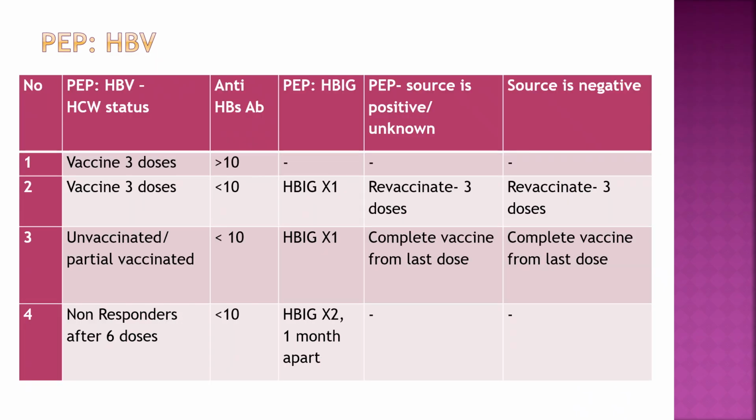For hepatitis B, if a healthcare worker has taken 3 doses, then it is not required. If non-responders after 6 doses, then you have to do hepatitis B surface antigen test, and then hepatitis B immunoglobulin 2 doses are required. For 3 doses of vaccine, if HBsAg test is positive but anti-HBs antibody test is less than 10, then hepatitis B immunoglobulin 1 and revaccinate.